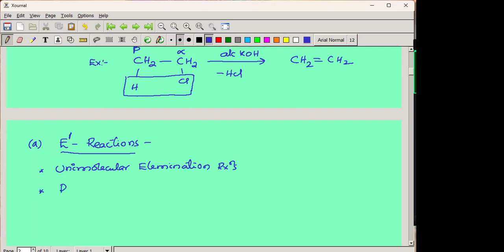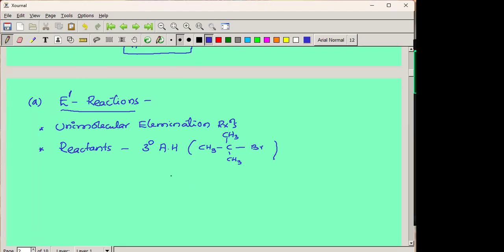So in SN1 reaction, what are the substrate moieties? Alkyl halides. Here also the reactants are tertiary alkyl halides. The tertiary alkyl halides are the reactant molecules in E1 elimination reaction. So like one example here I am going to describe. So this is a tertiary butyl bromide or butyl chloride. So this is a tertiary alkyl halide that will be involved in this reaction.